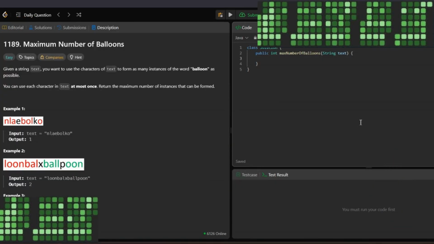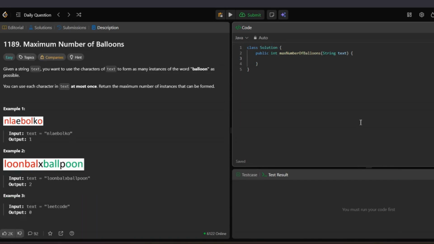LeetCode 1189, Maximum Number of Balloons. So let's understand the question first.